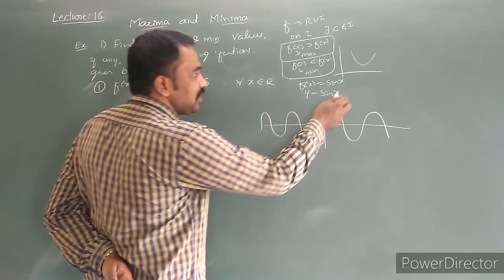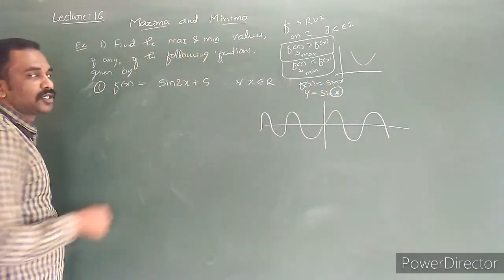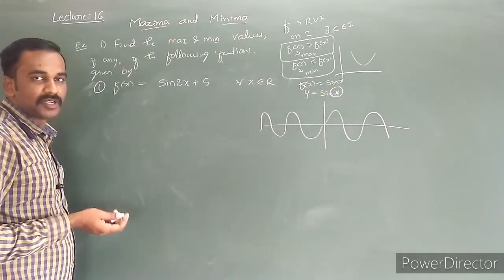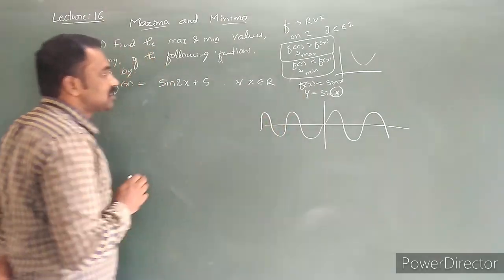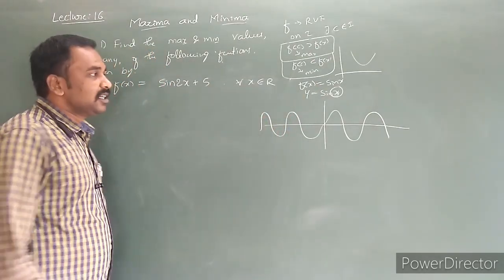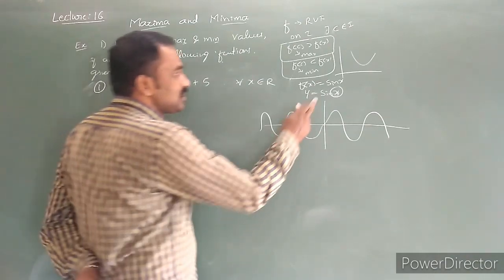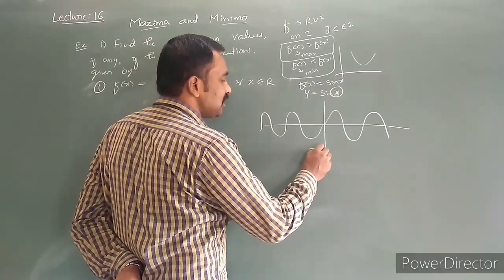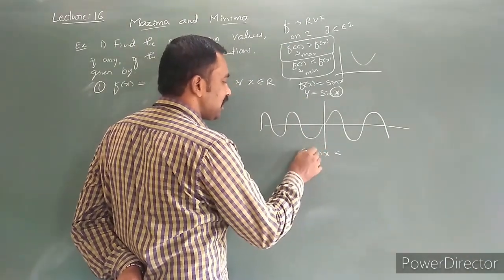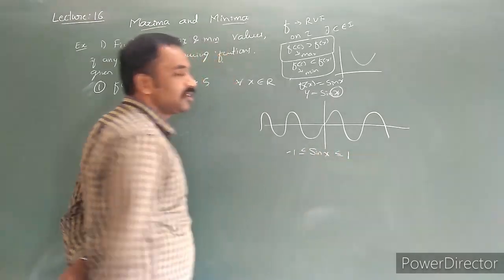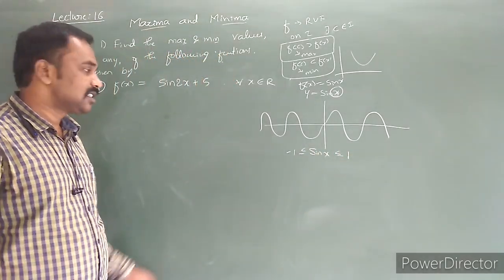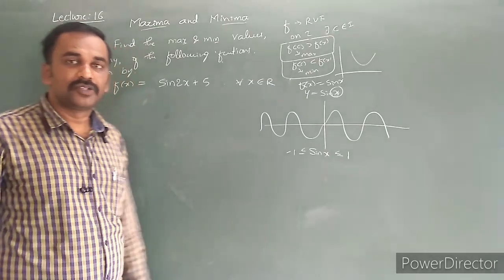Here, in place of x, we have 2 times x, a multiple of 2. Nothing to worry, we get the same thing. And plus 5 is there. Here, we know the range of the sine function. What is the range of the sine function? It lies between minus 1 and plus 1.